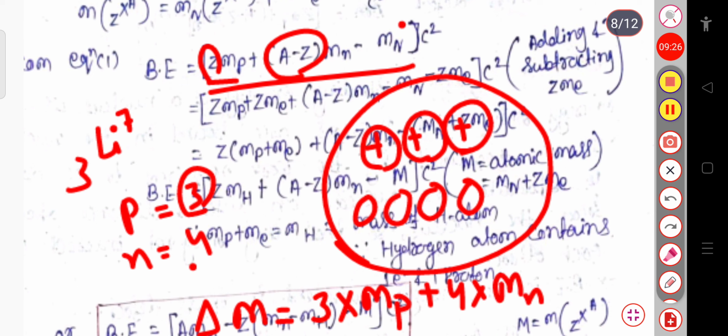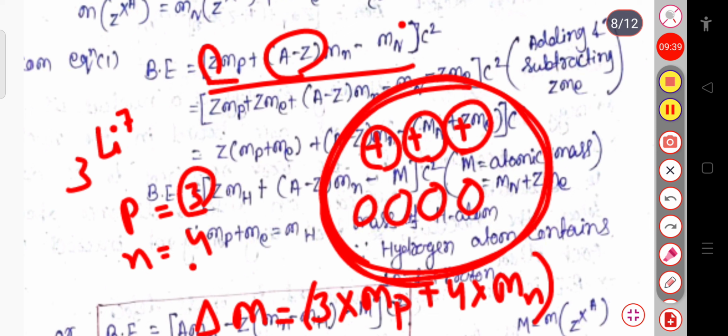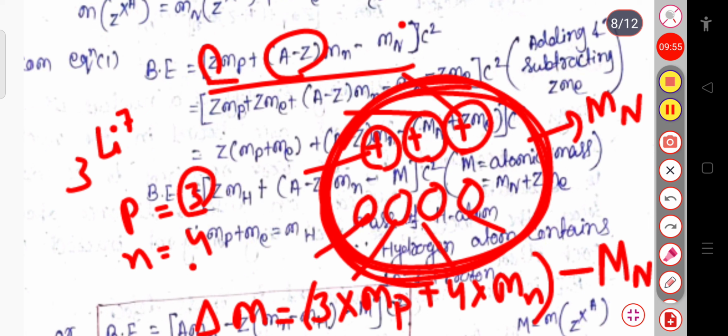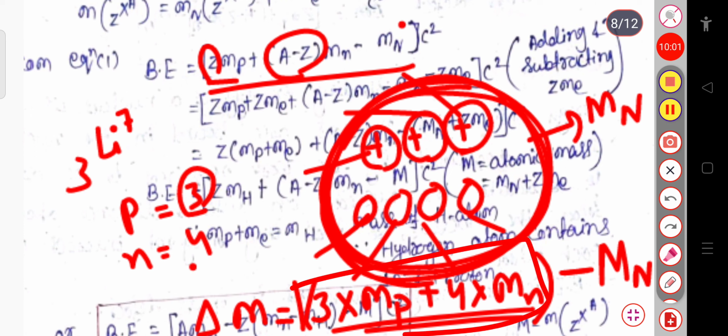If I multiply 3 with Mp and 4 with Mn and add them, I get the total mass of the individual nucleons. Then I have to subtract from this the mass of the nucleus. If I individually take the mass of the protons and the mass of the neutrons like this, that gives the sum of the nucleon masses, and this part as a whole gives the mass of the nucleus.